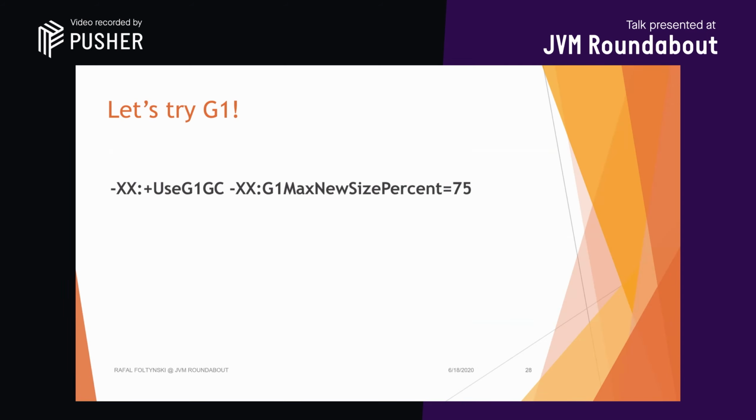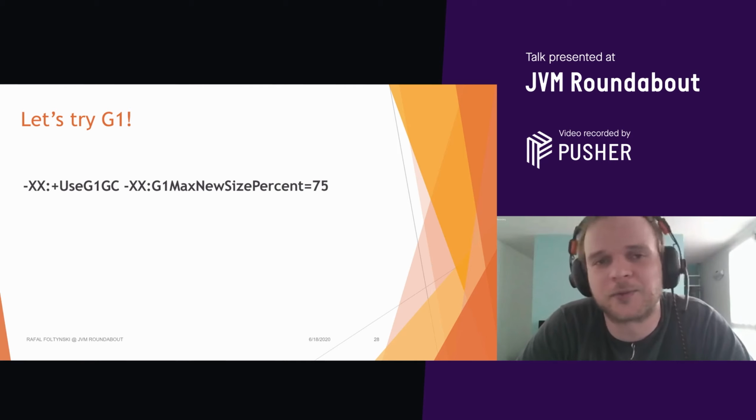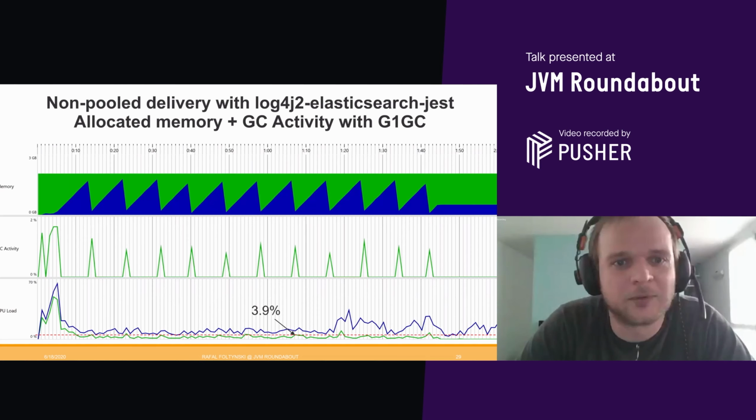So let's see what the actual garbage collection looks like. Let's try G1, because everyone likes G1, right? I've set the new size percent to 75 just to have both pooled and non-pooled runs behave more or less the same way. And non-pooled delivery took roughly 10 garbage collections to actually achieve the goal.